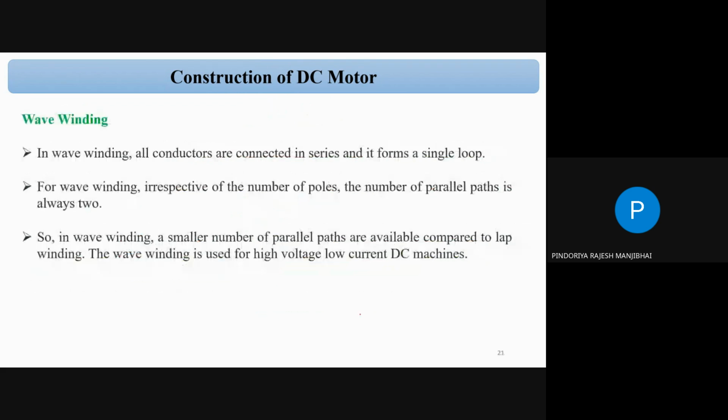What about the wave winding? In wave winding, all the conductors are connected in series and form a single loop. Yes, this is wave winding. If more speed is required, use series connection, because voltage is directly proportional to the speed.